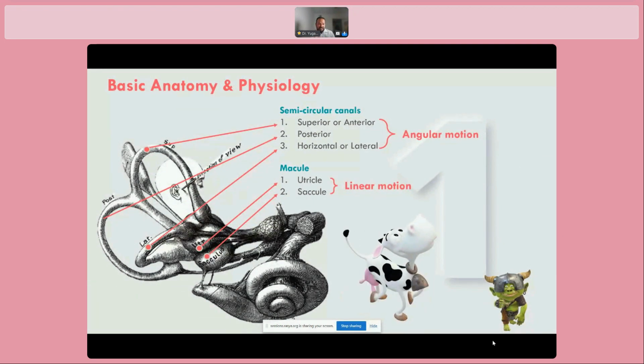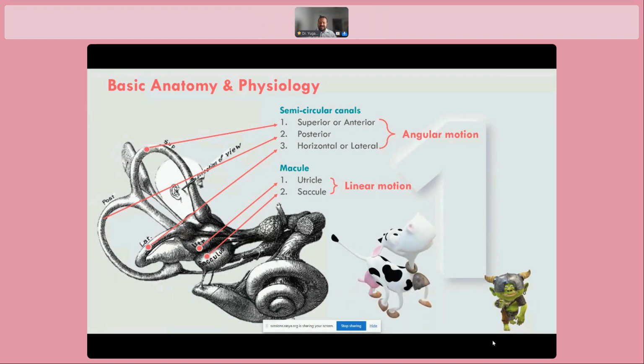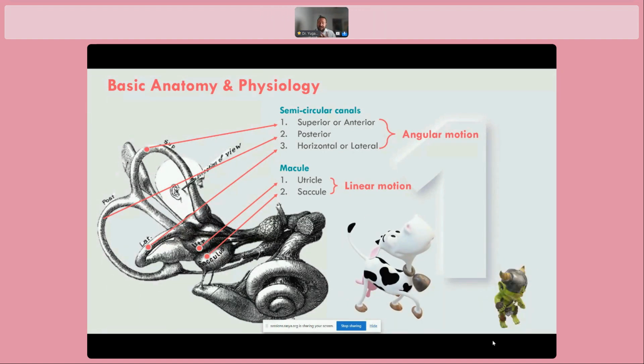Again, there are 2 different types of linear motions. As now you can see, the cow is actually moving just forward, right? Forward and backward is detected by utricle. So that is the forward and backward linear motion. And there is another set which is detected by saccule, the vertical linear motion. Now you can see the tiny monster is dancing. That is the angular motion. And then the linear motion is just jumping up and down, or probably going in an elevator or lift up and down. So that is the linear motion.